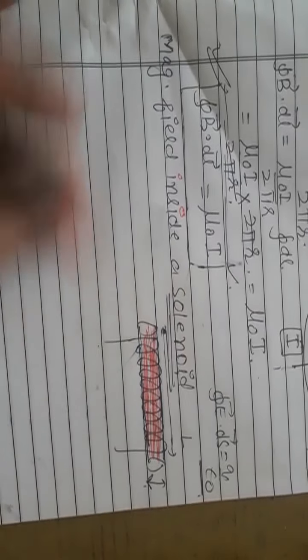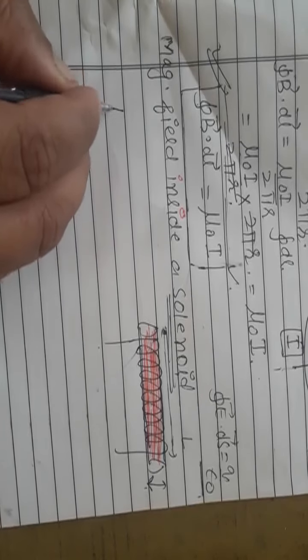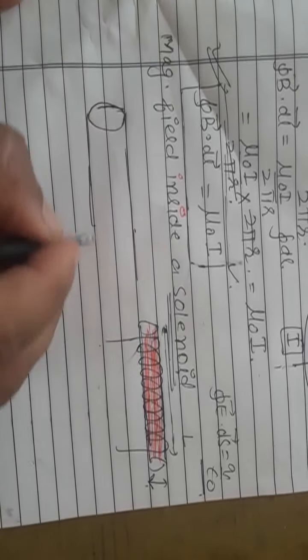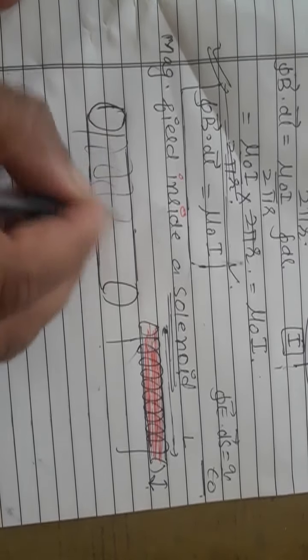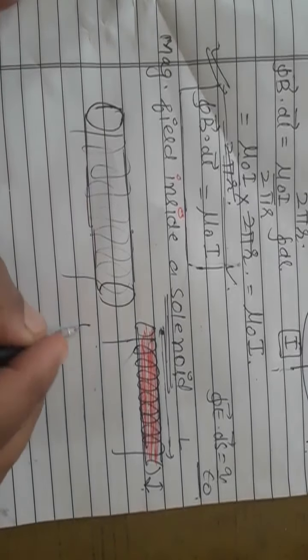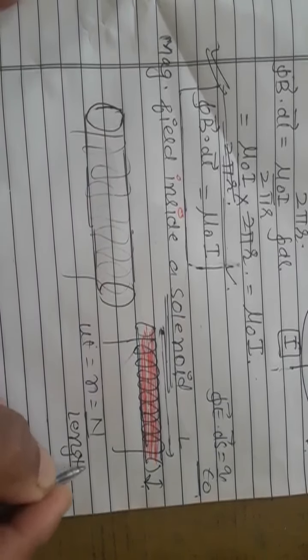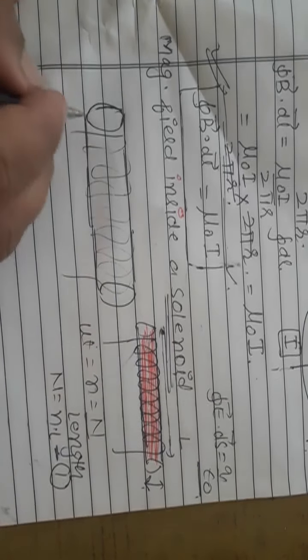So let us start. I will consider a solenoid, let me make it a little bigger. I consider a solenoid having a number of turns. Let n be the number of turns per unit length, so the total is n into L, equation number 1.